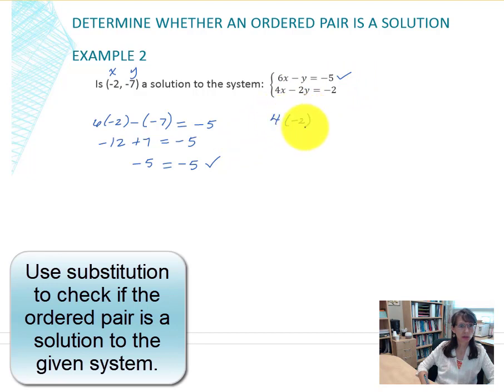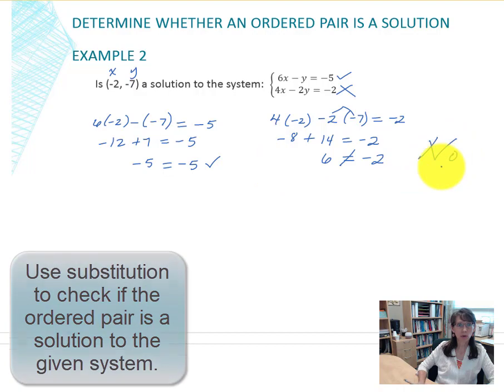4 times x value of -2 minus 2 times y value of -7 equals -2. So here on the left we've got -8, and the product here is +14 equals -2. When I combine -8 with 14, I get 6 equals -2. Well, 6 does not equal -2, so we do not have a solution. (-2, -7) is not a solution because it does not satisfy both of the equations in the system. So our answer is no.